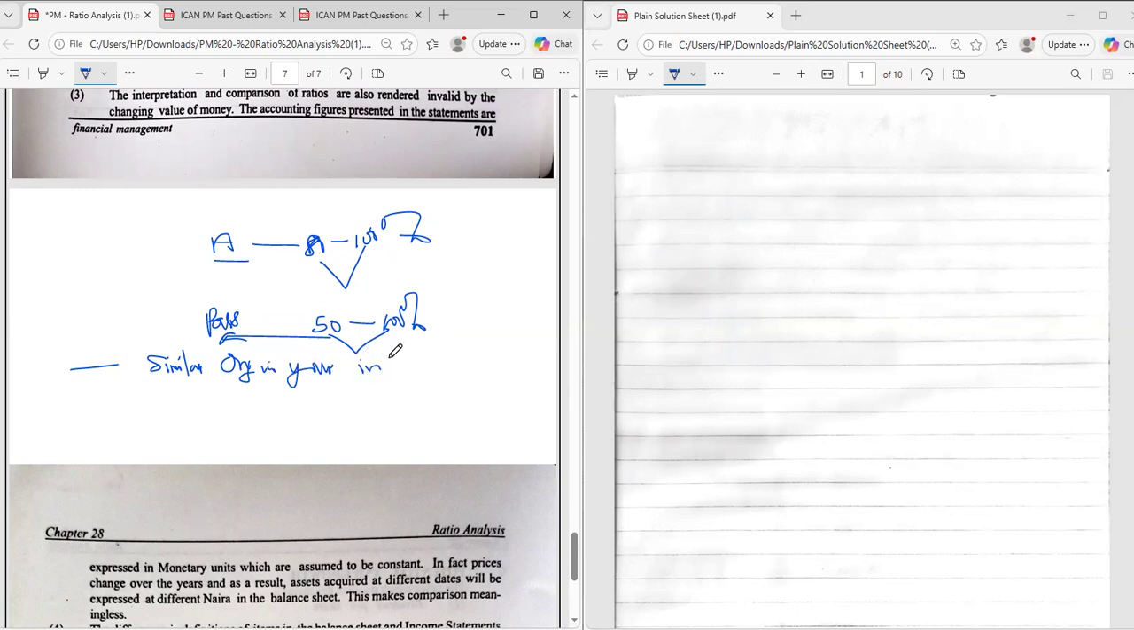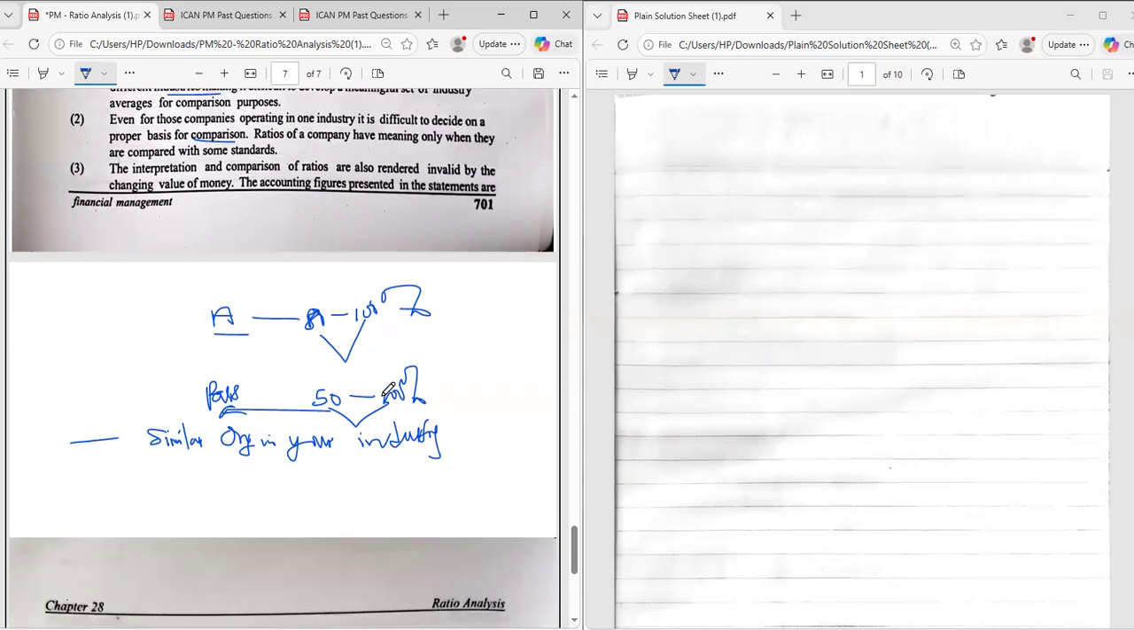So Lafarge, all things being equal, can compare his ratio against Dangote. Dangote, all things being equal, can compare his ratio against my own cement company. Okay, so that is how it works. Then another way you can compare ratio is against industry average.